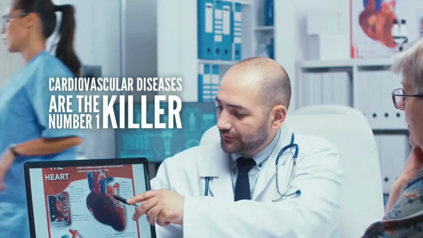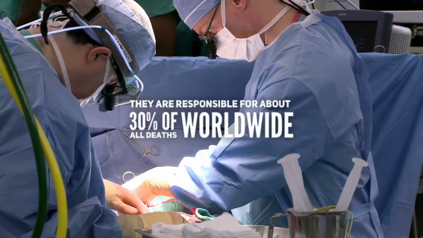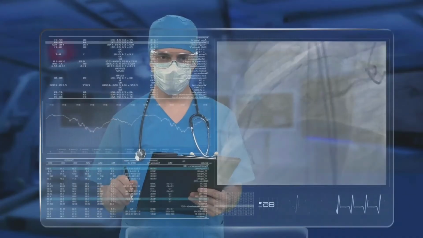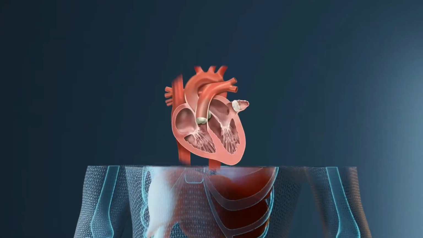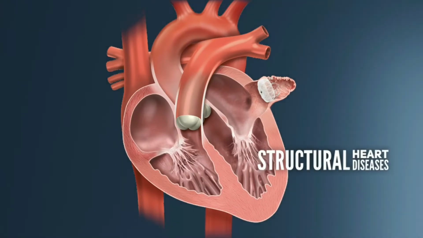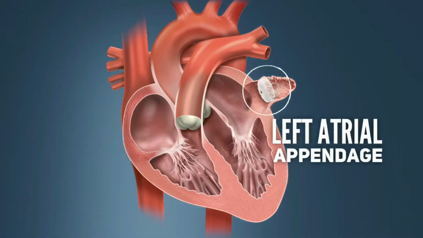Cardiovascular diseases are the #1 killer in the Western world. They are responsible for about 30% of all deaths worldwide. An important group within these cardiovascular diseases are diseases linked to defects in the heart structure, also called structural heart diseases. For example, leaking heart valves or blood clots in the left atrial appendage.